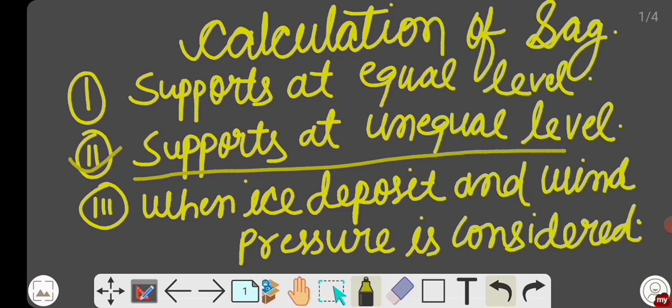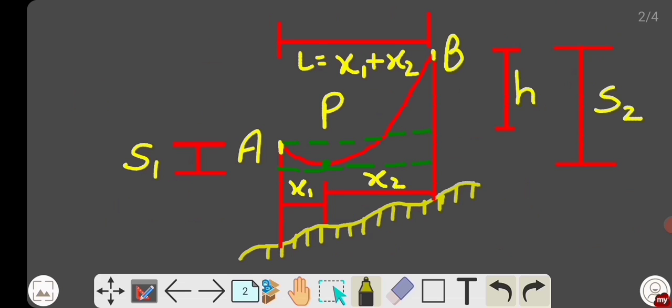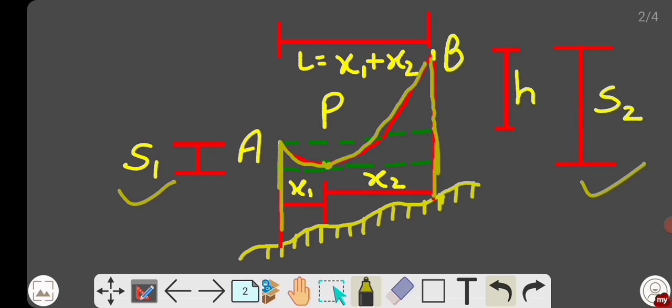Now such a case, that is, supports at unequal level, is generally seen in hilly areas where the grounds are at unequal level. As you can see in the diagram, A and B are two supports at unequal level. AB is the conductor and P is the lowest point on the conductor. Due to these two supports, there will be two sags. The first one will be S1 and the second one will be S2.